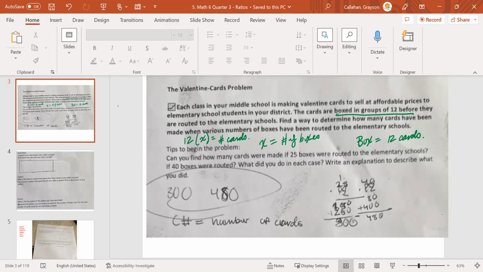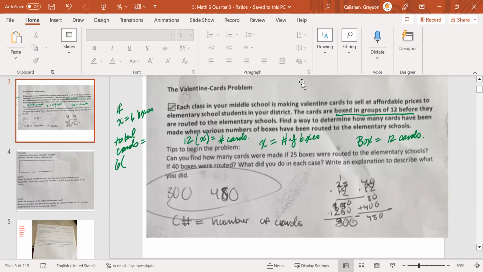So let's say if X equals 6, what does X stand for? Number of? Nope. X stands for number of boxes. So if X is 6, then how many total cards would you have? How would you figure that out? You have 6 boxes. How many cards are in each box?